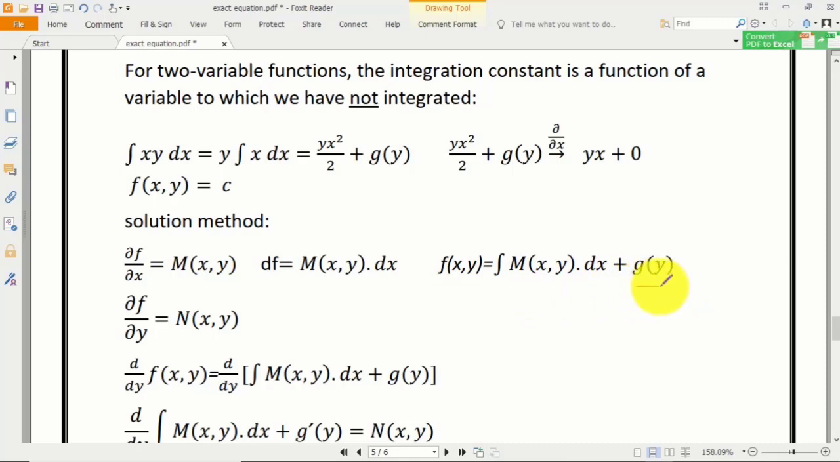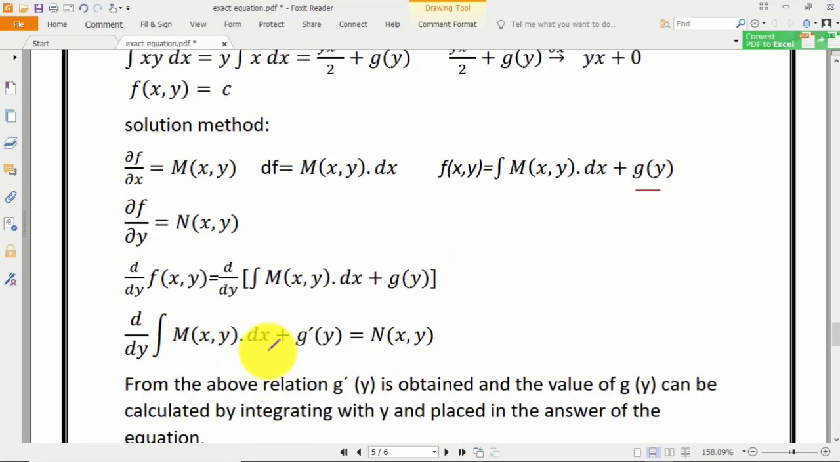After writing this equation, we have to find g of y because it is the unknown function. To find the equation of g of y, we're going to use another property of differentiation. So the partial derivative of f with respect to y is equal to N. By differentiating f of x and y with respect to y, I write the derivative and eventually put it equal to N.